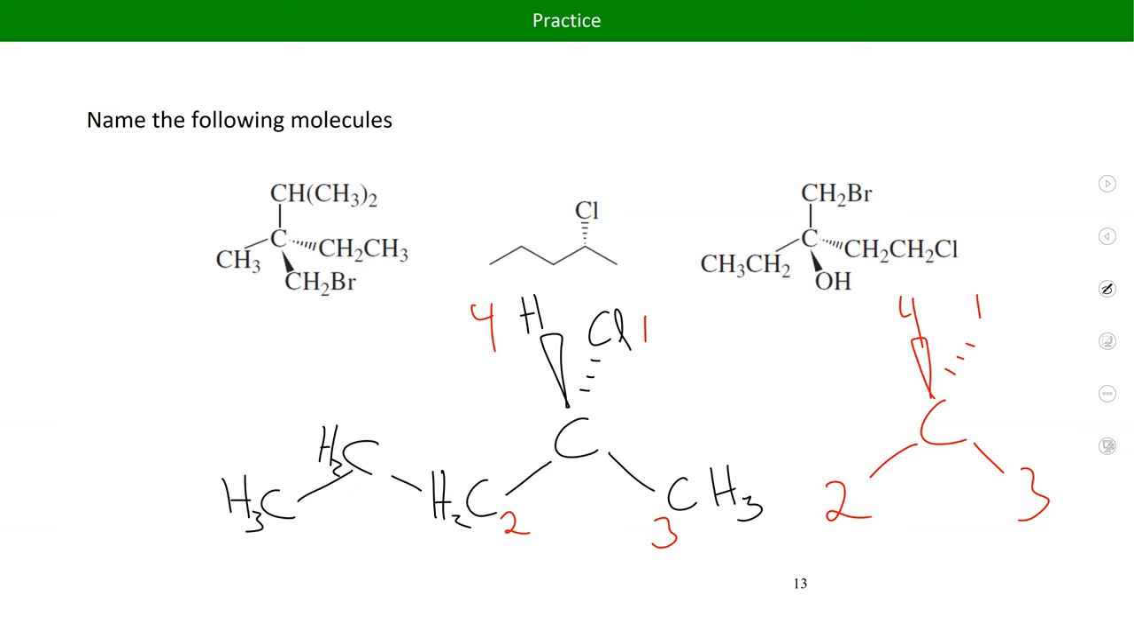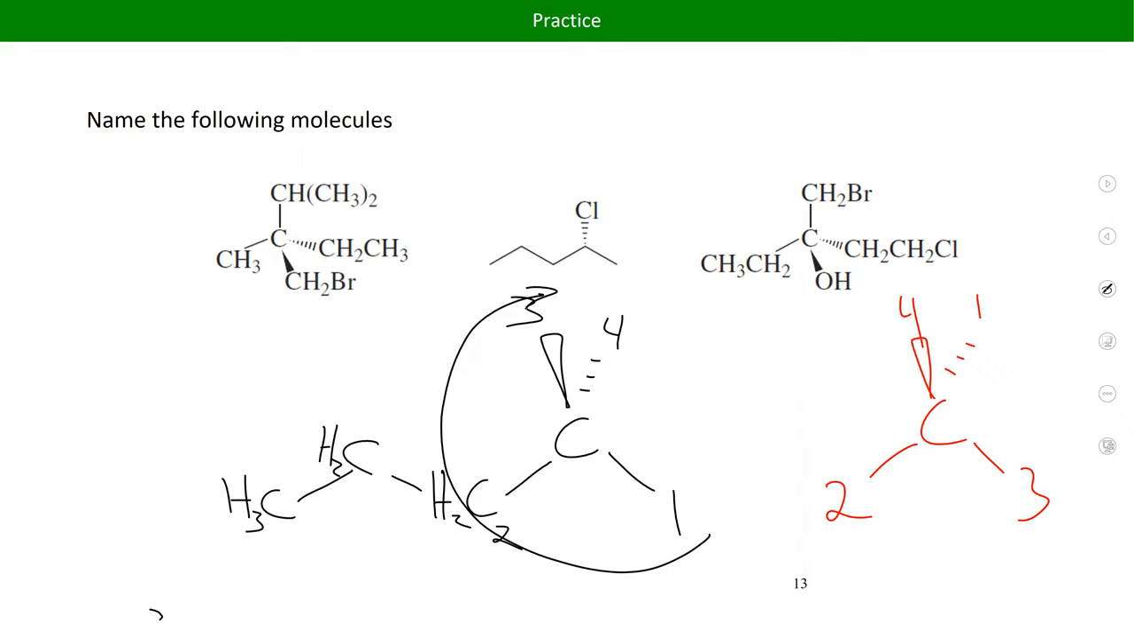We're doing that now. So 3 moves to where 4 was. 4 goes, 1 comes down here. So 4, 1, 3, there was our 2. 1, 2, 3, another R, right? Haven't seen an S yet. This is not one where it's going to be substantially different if you get an S. 1, 2, 3, and we just ignore 4. This 4 is into the board. So this would be R-2-chloropentane.